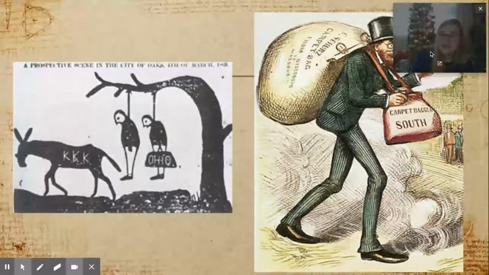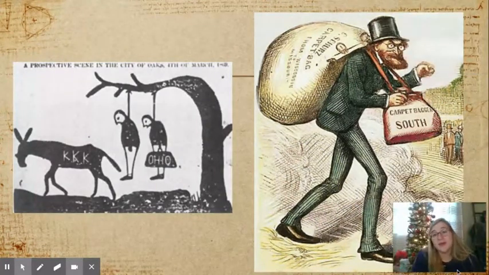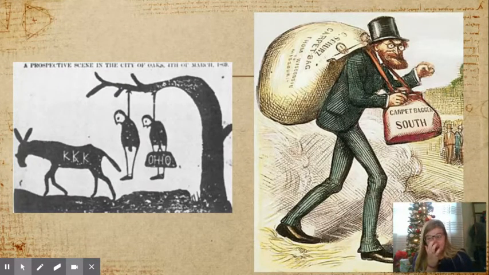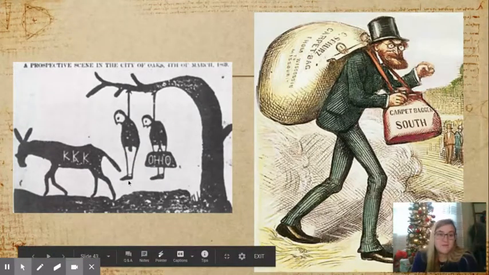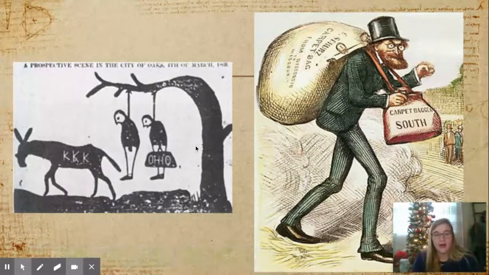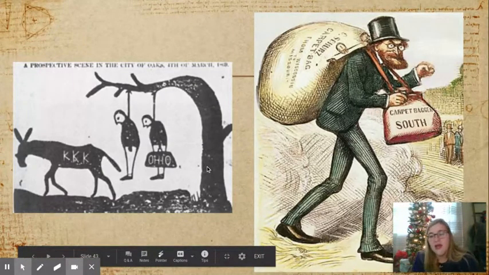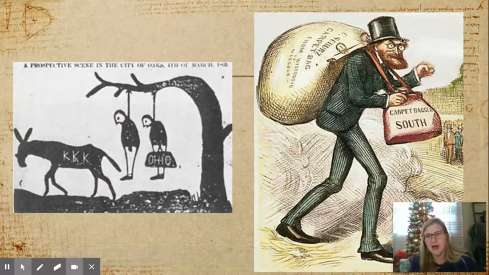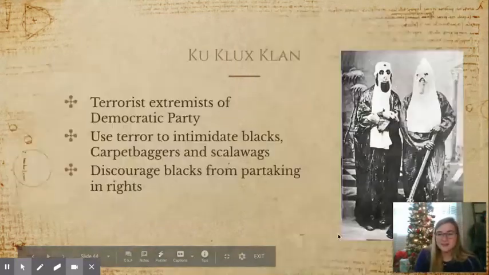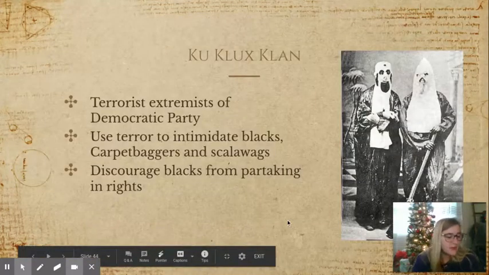And so this is a Southern view of a carpetbagger. The point of view of these cartoons are white Southern Democrats. On the left, we've got the Democratic Party, backed by the KKK, who has hung a carpetbagger from Ohio, from the north. And this man is a carpetbagger, and he just looks evil, right? He looks like he's got a bag full of money that he's stealing from the South, is kind of the idea. Okay, we've got the rise of the KKK.